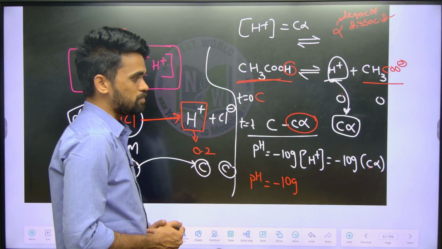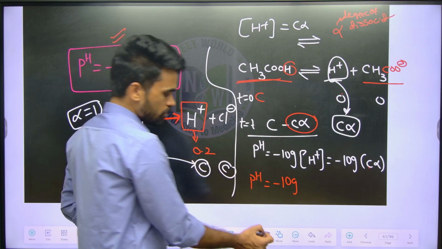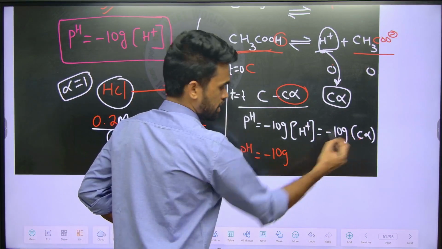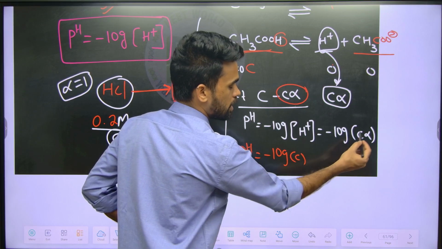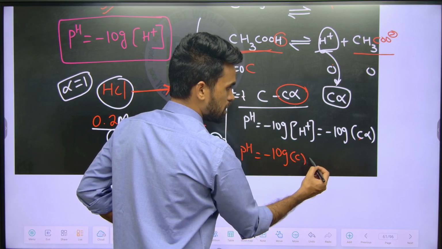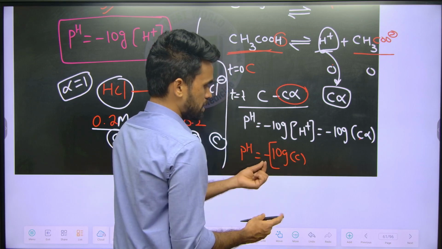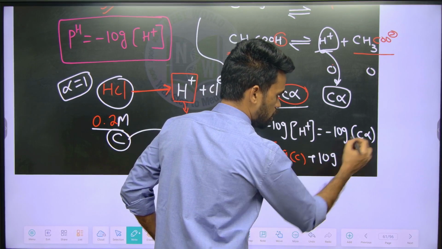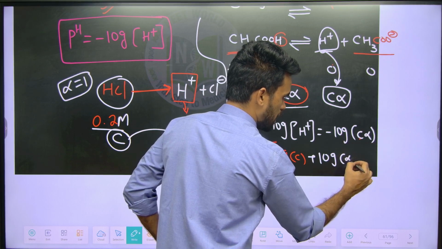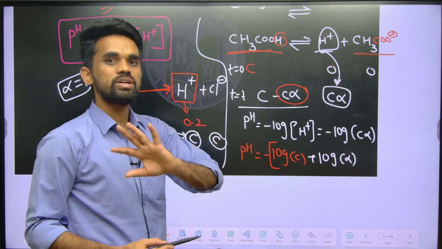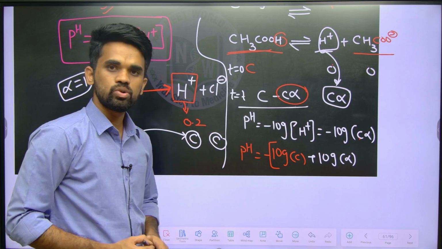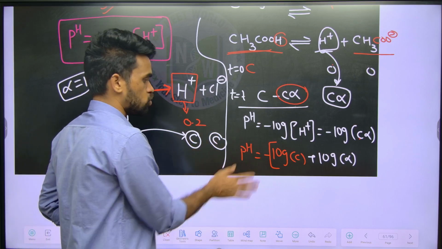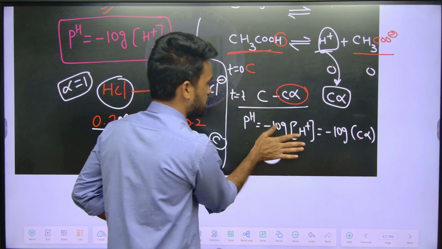Or sometimes you can write it like this: just as log of A into B is log A plus log B, you can write minus log C plus log alpha, with the minus applying to both. Sometimes they won't give you the alpha value. So what are you going to do there? Okay, this is a question now. So the first basic formula question, or the fundamental formula question, is this one.